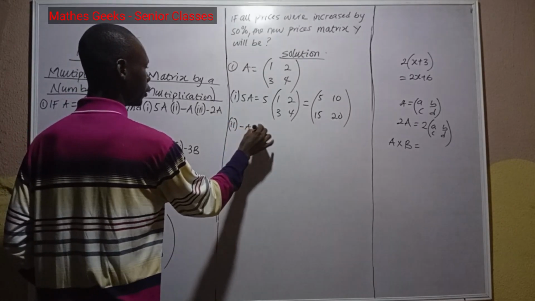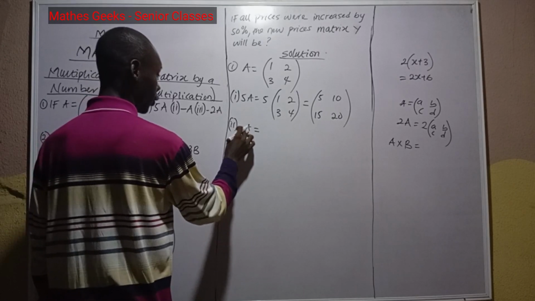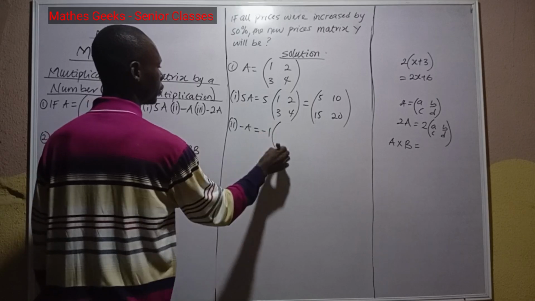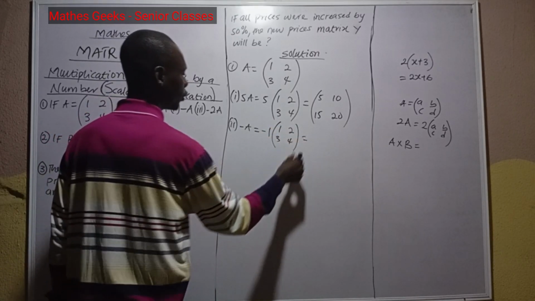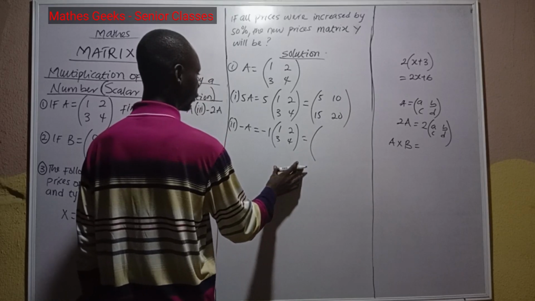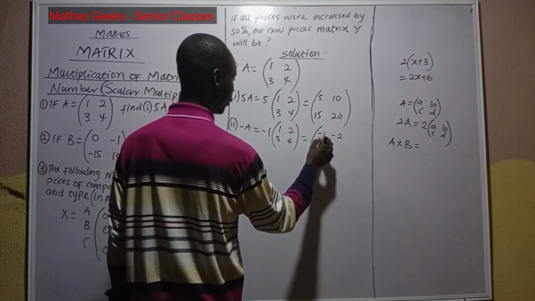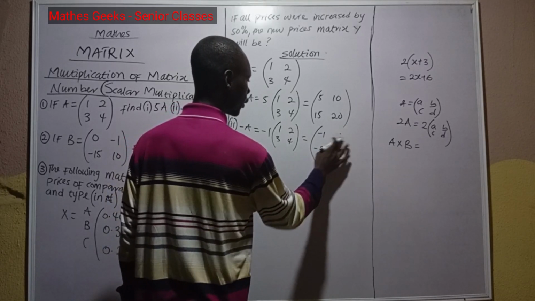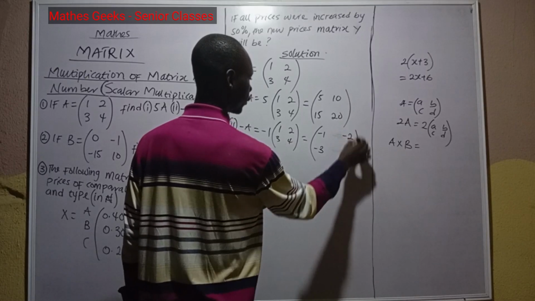Figure 2: minus E. The coefficient of E is minus 1, so the scalar here is minus 1. Minus 1 times the matrix 1, 2, 3, 4 will give us the matrix: minus 1 times 1 gives us minus 1, minus 2, minus 3, and minus 4.